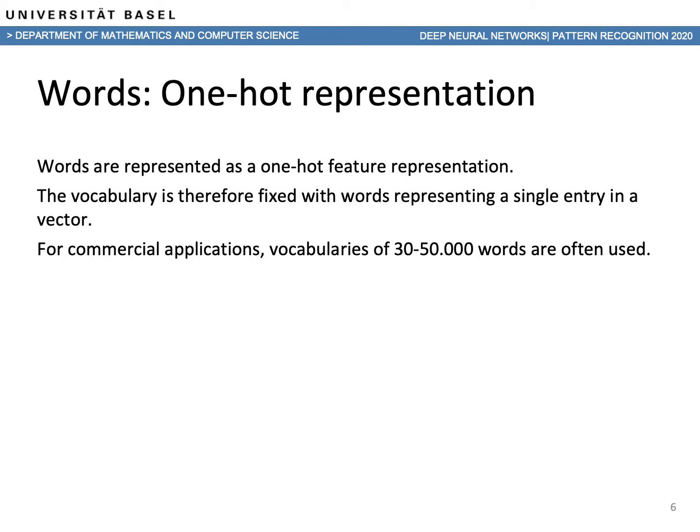Before continuing, we'll look at how we can actually embed our words and put them into a deep neural network. The usual thing to do here is to use a one-hot representation. So words are represented as a one-hot feature representation. The vocabulary needs to be fixed at some point, with words representing a single entry in a vector. And for commercial applications, a vocabulary of somewhere between 30 and 50,000 words is in fact often used.